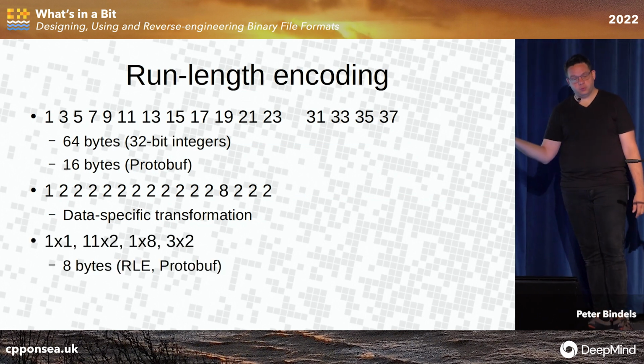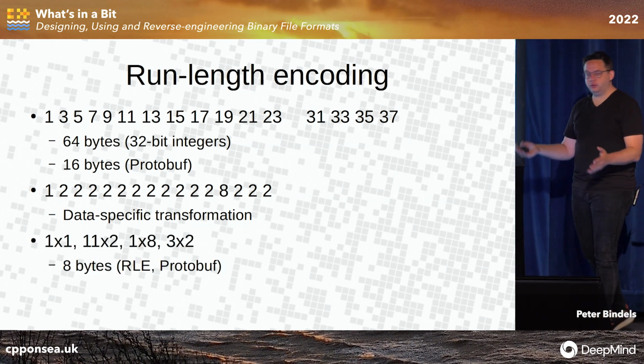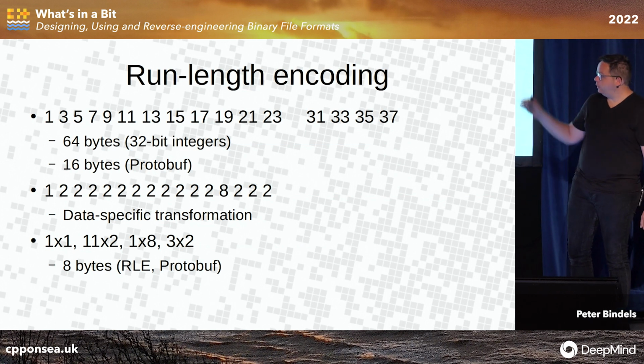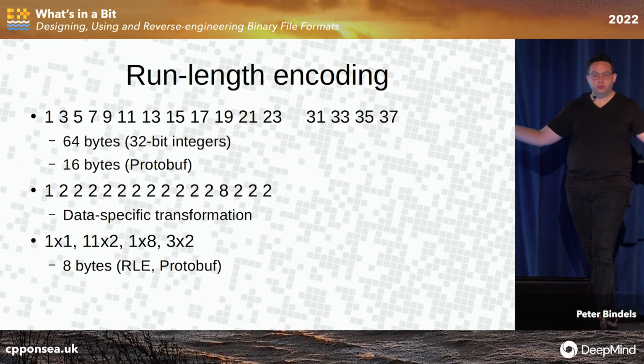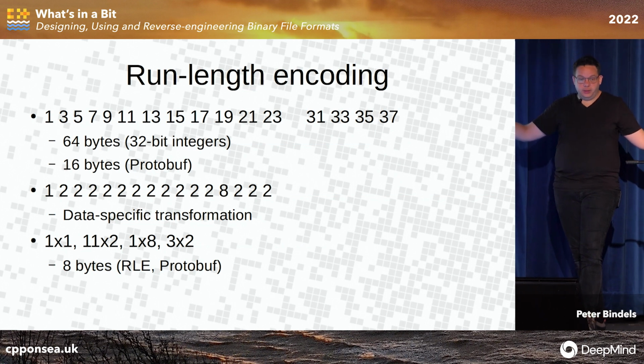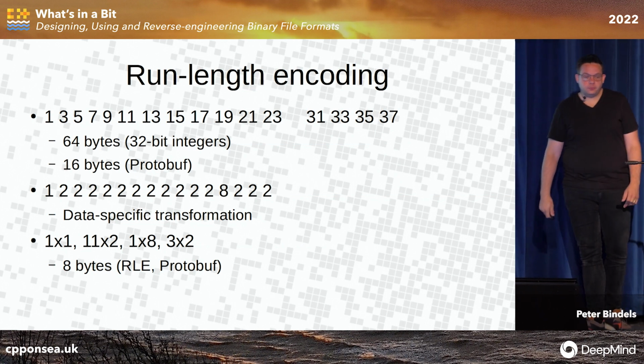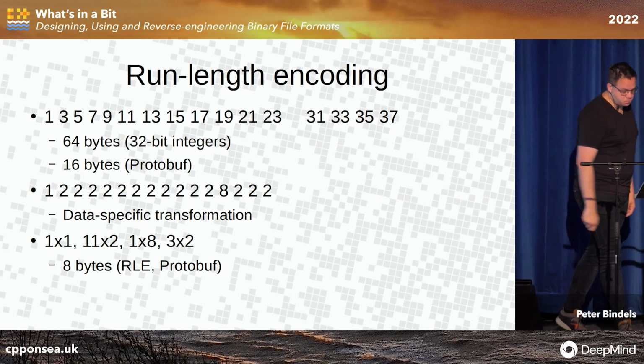So we have 1 copy of a 1, 11 copies of a 2, 1 8, and 3 2s. And each of these encodes as a single byte. So the total of this, again, run length encoding, putting it in the Protobuf, would be 8 bytes. So we can store more data.